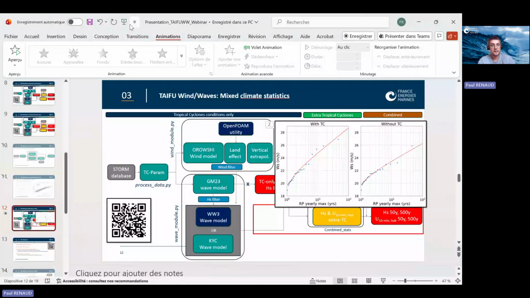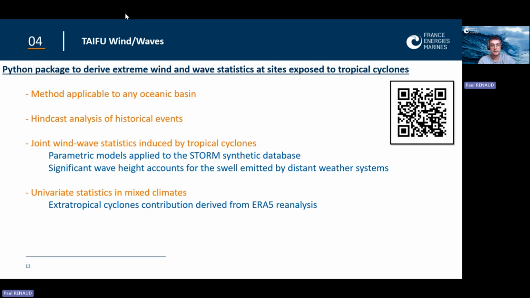So to sum up and conclude, TAIFU WindWave is a Python package to hindcast tropical cyclones, but also to derive extreme wind and wave statistics. The two methodologies, to reproduce historical events and to derive statistics, are both applicable to any oceanic basin. For the joint WindWave statistics, we rely on the STORM synthetic database, on which we apply a parametric wind and a parametric wave model to derive simultaneously wind speed at hub height and significant wave height, to derive a contour of wind speed and significant wave height.